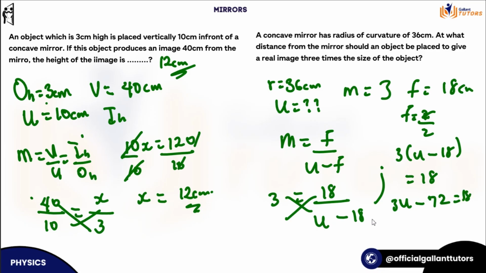Let me calculate that a minute. 18 times 3 or 54. This is 54, I mean to say. Right, so we have 3u is equal to 18 plus 54. So 18 plus 54 will give what? I think that should give 72. Okay, 3u is equal to 72.